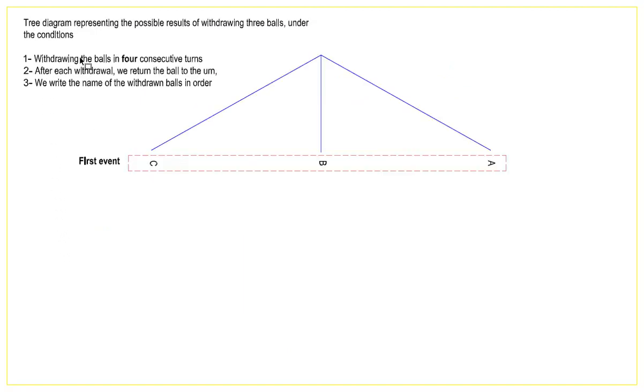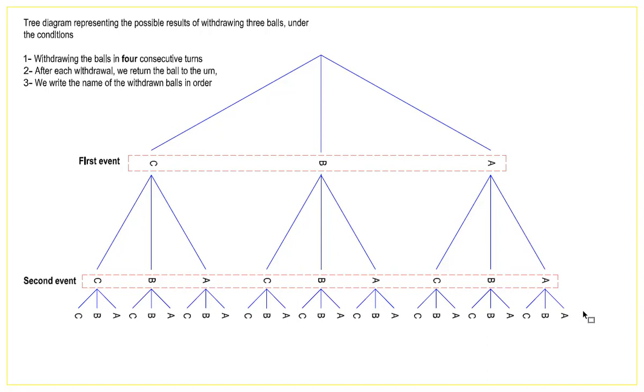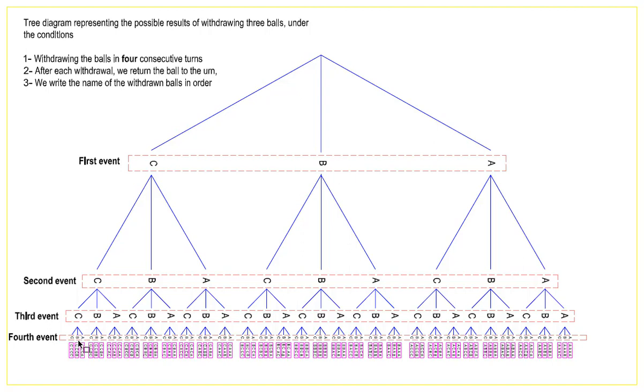We are going to withdraw here the balls in 4 consecutive turns. So we have now 4 events, which is bigger than the number of objects we have, which is A, B, and C. So for the first event, we may have A, B, and C. For the second event, we may have for each possibility another A, B, and C. And that's the second event. For the third event, we have the same. And for the fourth event, we generate all these sequences. And now we write them all down.